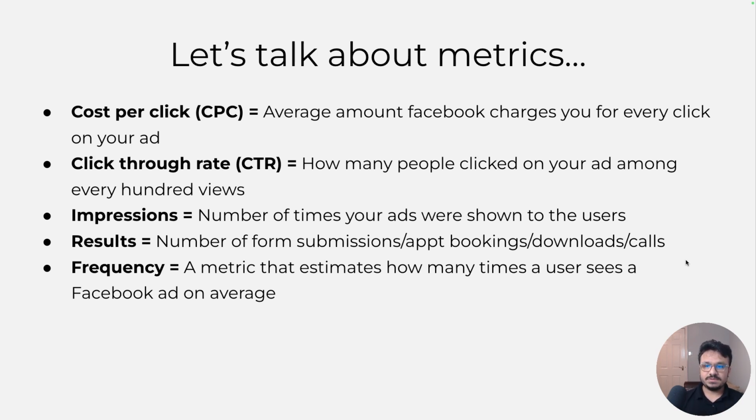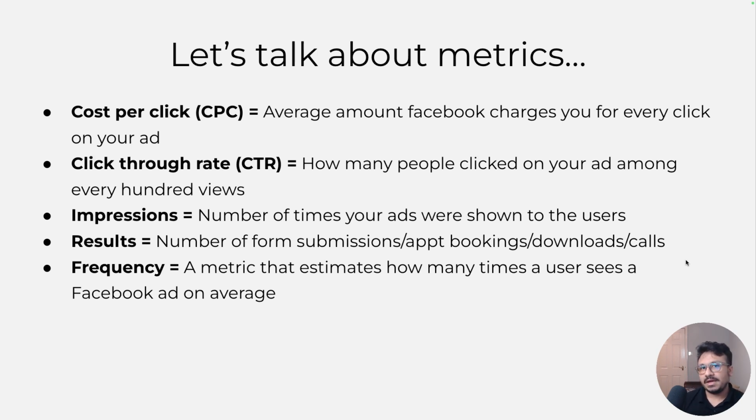Frequency. Now this one is a metric that estimates how many times a user sees a Facebook ad on average. So let's say I, as a user, have seen an ad 2 times. For me, the frequency would be 2. The average number of times a particular user saw the ad is the frequency. And in my opinion, an ideal frequency is 1.5. That means 1.5 times a user has seen the ad.